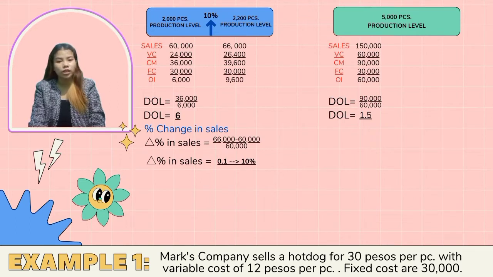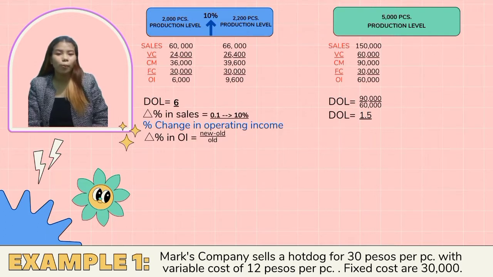Because if the production level went up by 10%, sales is directly correlated to that, so the sales is going to go up by 10% also. Next is the change in operating income as a percentage. Well, same thing, new minus old divided by old. So this will be the formula.